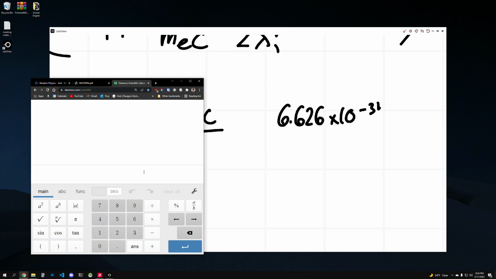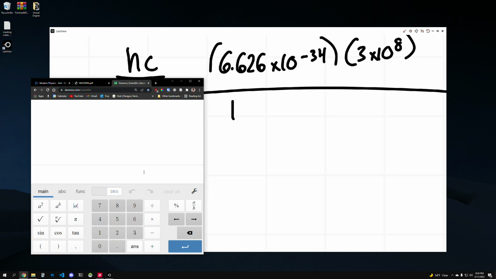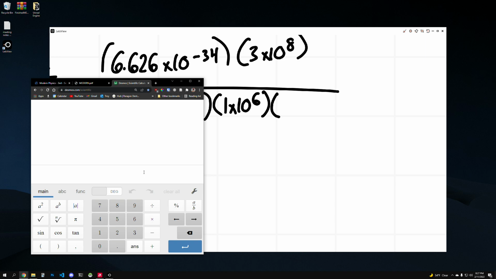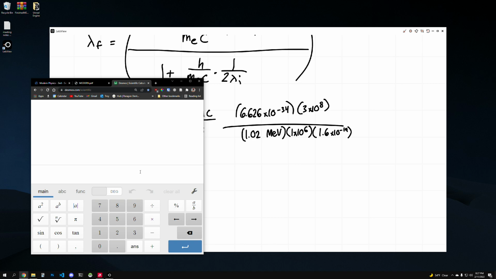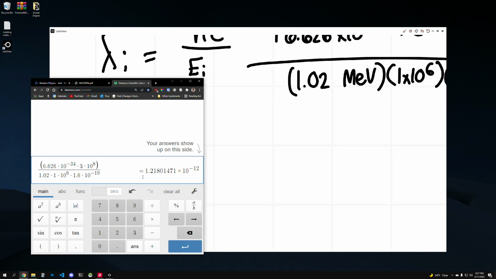6.626 times 10 to the negative 34 times 3 times 10 to the 8th, all divided by our initial energy, which was 1.02 mega electron volts. So we have to multiply that by 1 times 10 to the 6 to get it to electron volts. And to get it to joules, we have to multiply by 1.6 times 10 to the negative 19. And that will give us lambda I. So let's do that real quick. 6.626 times 10 to the negative 34 times 3 times 10 to the 8th, over 1.02 times 1 times 10 to the 6th times 1.6 times 10 to the negative 19. All right, so this gave me a value for lambda I of 1.22 times 10 to the negative 12.